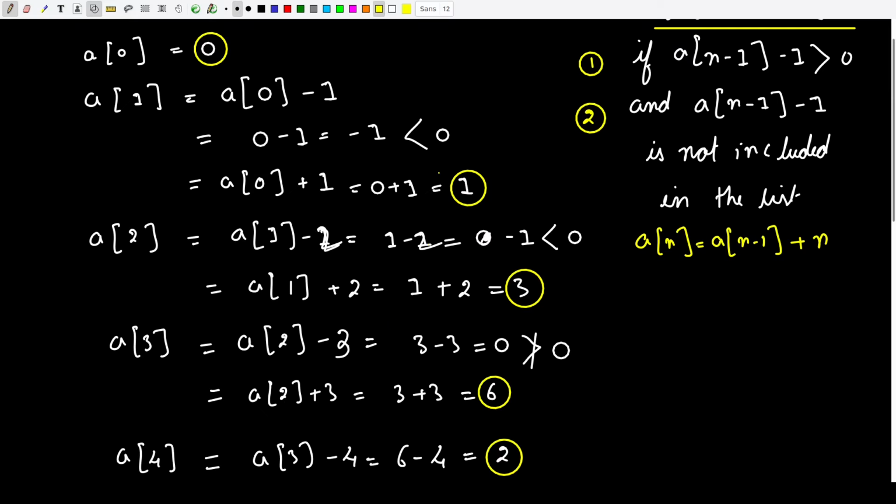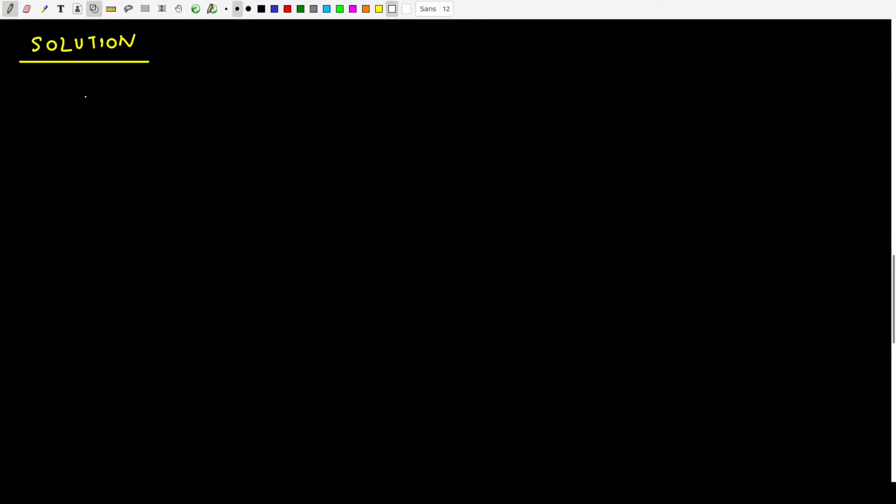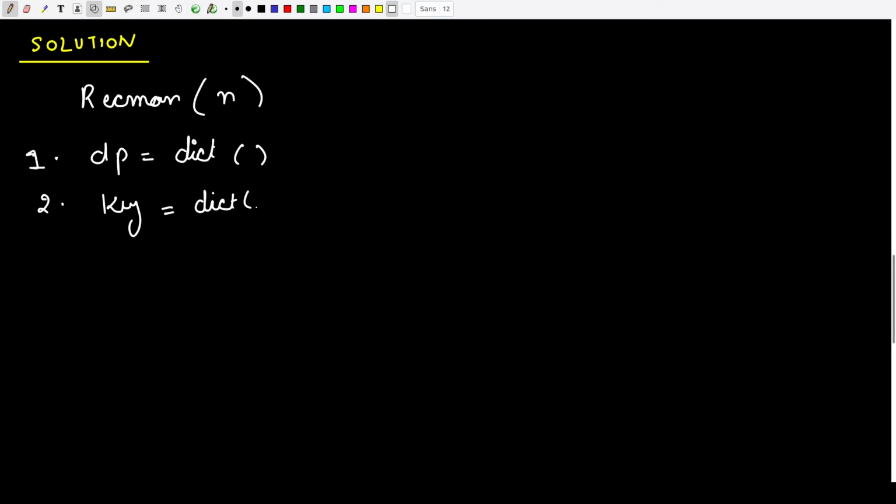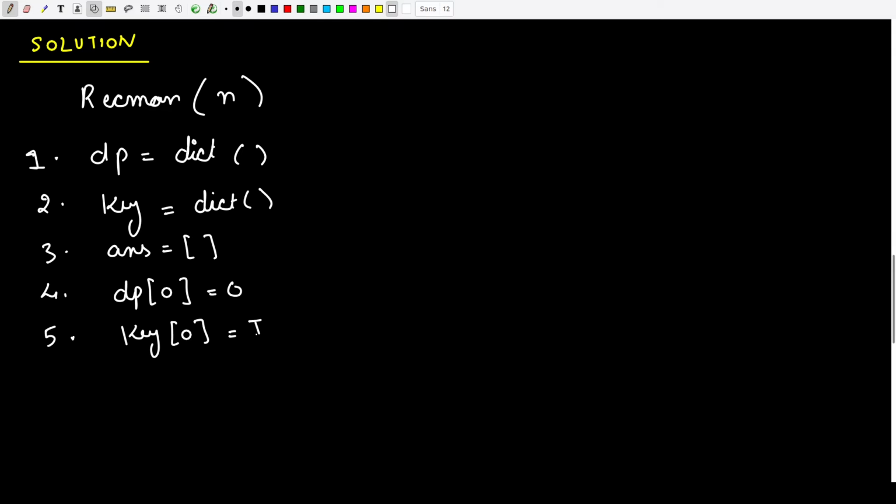Now let us see how we will be able to code it. So let's say this is my Recaman function which I am trying to define, and n is given to me. What we are going to do is take a DP table, which will be of dictionary type, and we are also going to take a key table which will also be of dictionary type, and third is our answer list. The first element, DP 0, is equal to 0. Similarly, key 0 exists, so key 0 is equal to true. We are going to say that 0 exists. Sixth, we are going to append the first element of the series, which is 0, into the answer list.